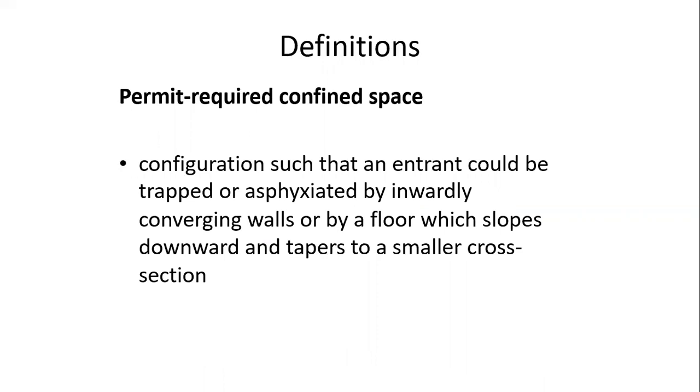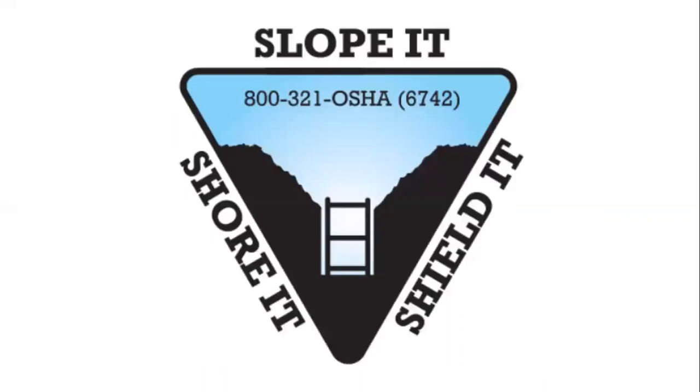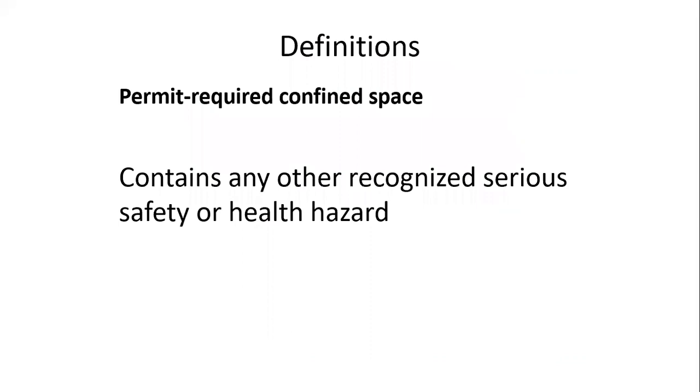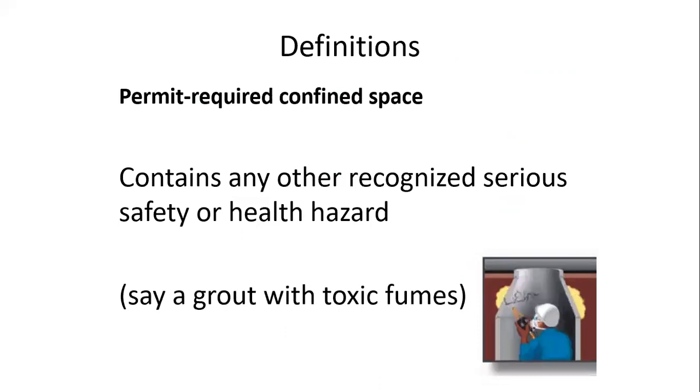Now, another hazard is that the entrant could be trapped or asphyxiated by inwardly converging walls. So that would be the shape of the confined space. Now, this is an example of a confined space with sloping walls. It may also have none of those, but contain some other recognized serious safety or health hazard.